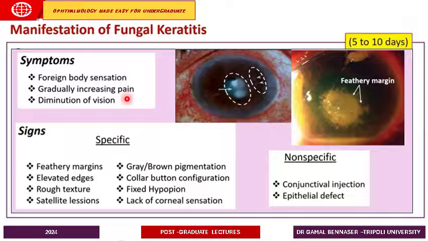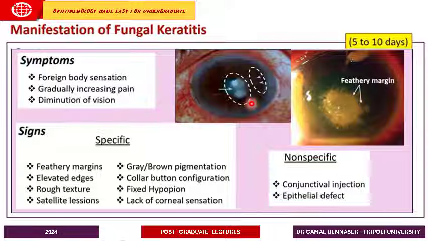Now, regarding the signs, there are some specific signs which are to a large extent suggestive of fungal keratitis, especially the feathery margin appearance. Here, the lesion has feathery margins. This is highly suggestive of fungal keratitis. Also, you'll find the lesion is elevated from the surface of the cornea with a rough texture, and the cornea appears dry and loses its luster. This is also a feature of fungal keratitis. The presence of multiple satellite lesions, where you will find more than one infiltrate, is also a feature of fungal keratitis.